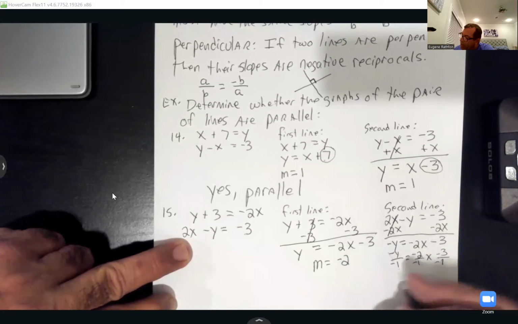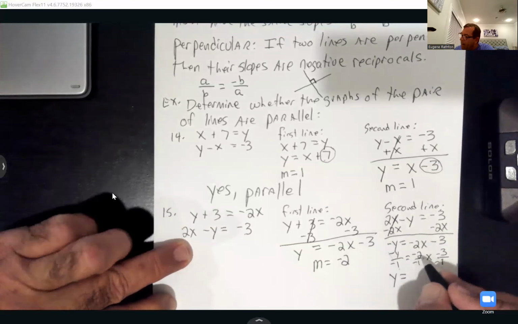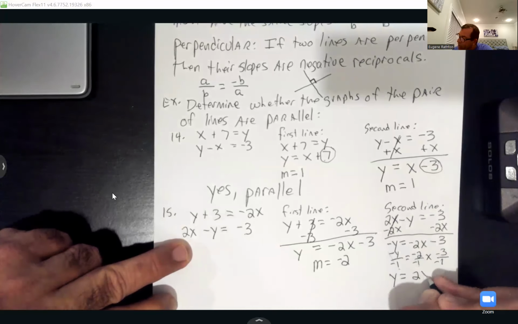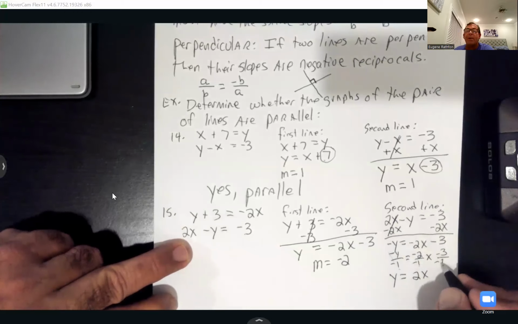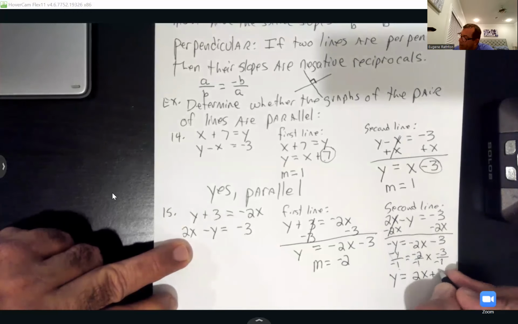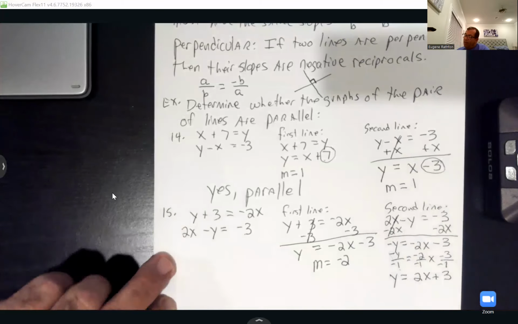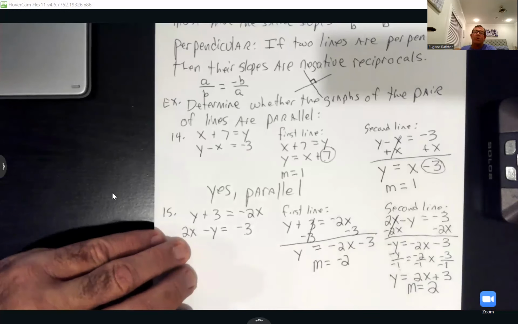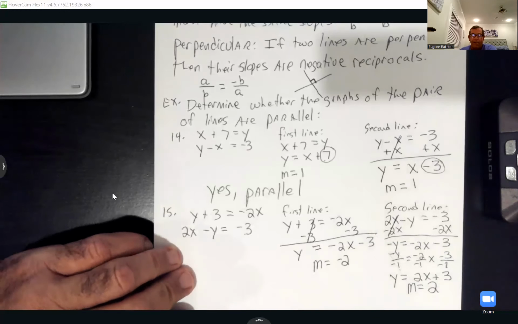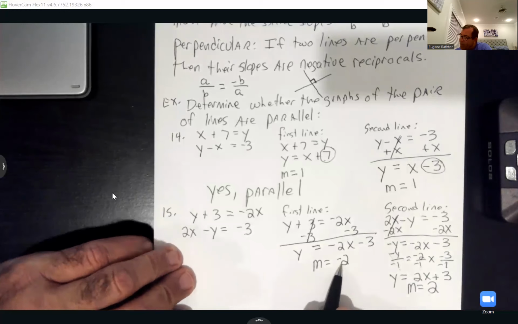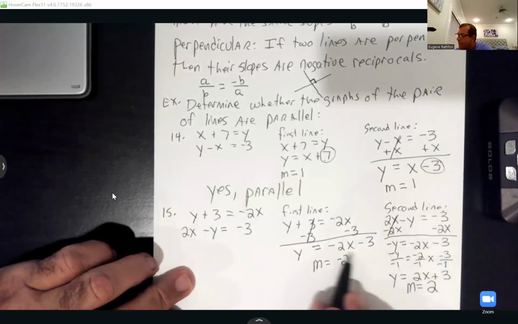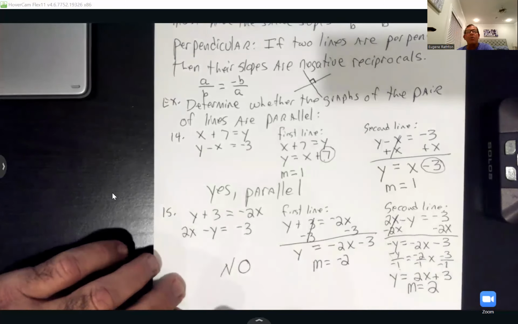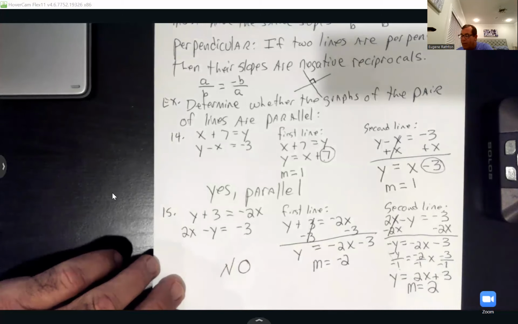So notice that gives me a positive 1y. Negative 2 divided by negative 1 makes that a 2x. And then minus 3 divided by negative 1 makes that a positive 3. So the m is a positive 2 on that one. This one was a negative 2. So since they're not exactly the same, this would be no, these lines are not parallel.